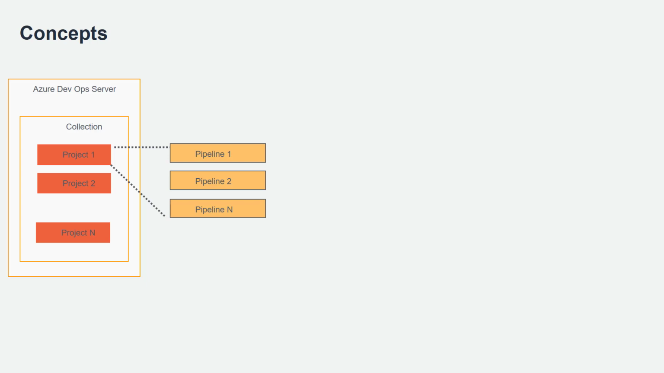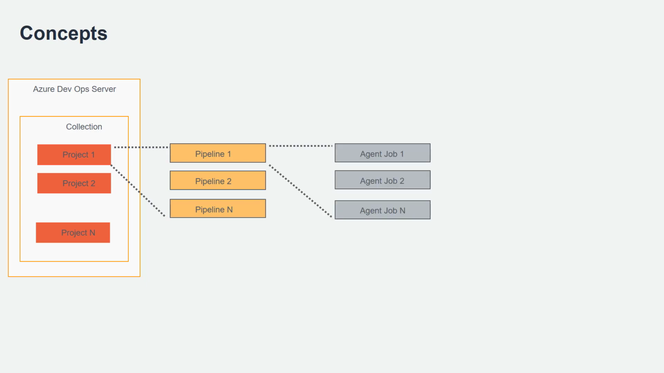So you may only have build steps, or you may have build steps plus test steps. You may have build steps, test steps, plus deployment steps. So it's up to you to define that. A given pipeline can have multiple agent jobs, and I will come to these agent jobs shortly.